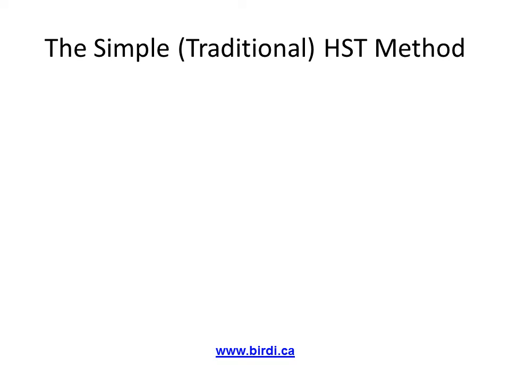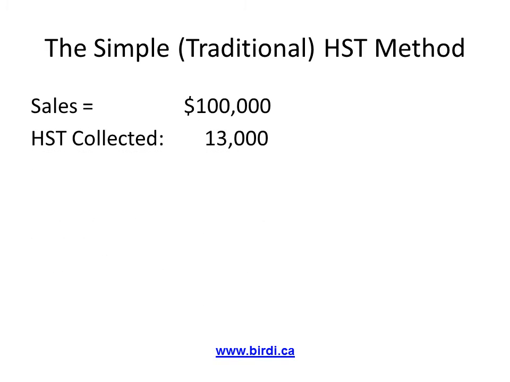How does the simple method work? Suppose you're a consultant in Ontario where the HST rate is 13%. Your sales for the year were $100,000. The HST you would have collected on top of your sales would have been $13,000. $100,000 times 13% gives me the $13,000. Suppose you incurred $50,000 of subcontractor expenses, on which you paid $6,500 of HST. $50,000 times 13% gives me the $6,500.